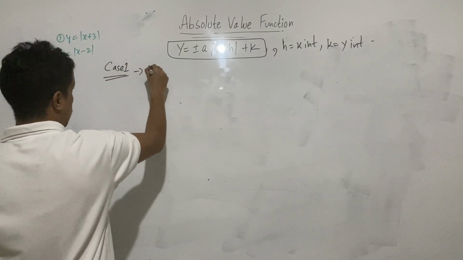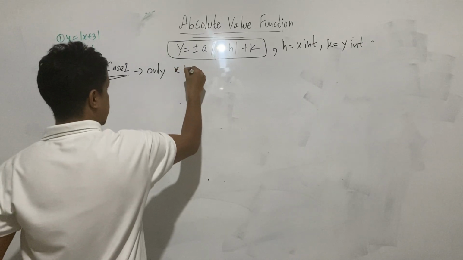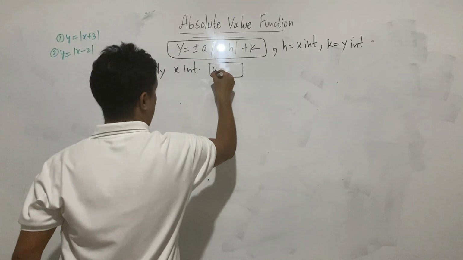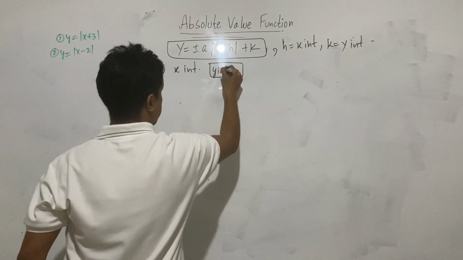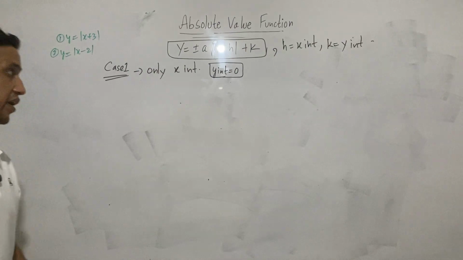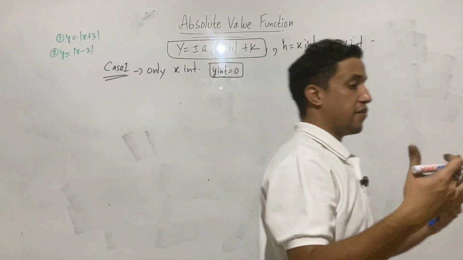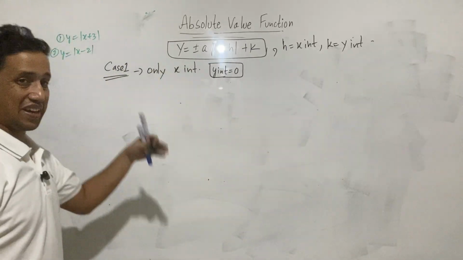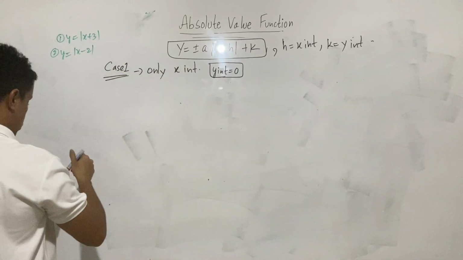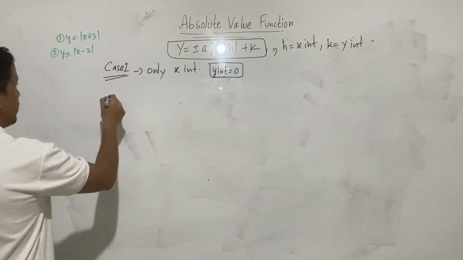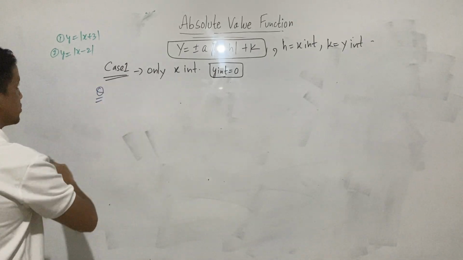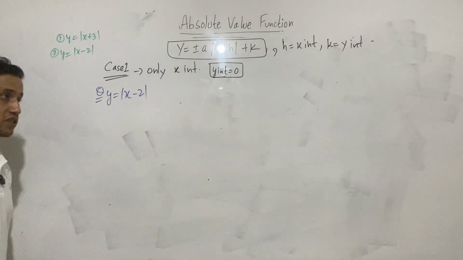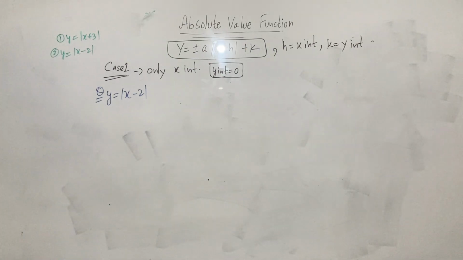Now we are just discussing case 1, which means only x intercept, which means y intercept 0. Okay, because we broke this whole thing into a few cases. Okay, and we are discussing it step by step. Okay, now I have to do it for my question, which is y equals modulus function of x minus 2.